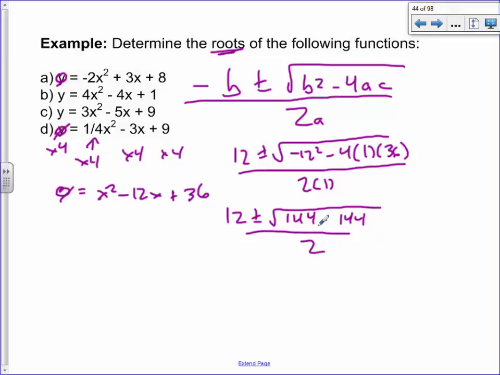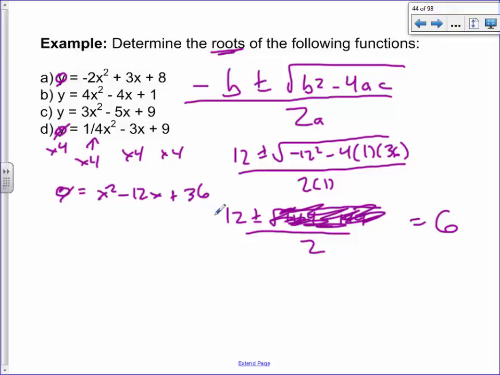Alright, we just did this before, right? What is 144 minus 144? 0, right? So if you add or subtract 0, it doesn't actually do anything. So in a way, you can get rid of this whole thing right here. It's all gone, and what we're left with is 12 over 2, which is 6. So occasionally, the quadratic formula will actually spit out a nice even number.